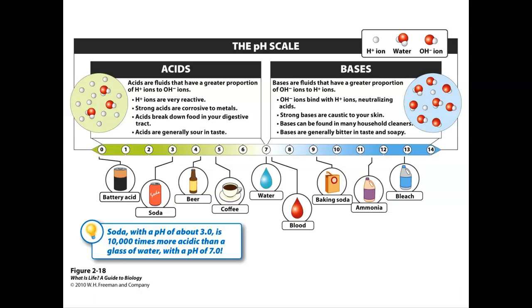We have beer at 4, or a little above 4. We have coffee at right under 5. You're going to have water at 7. Blood's at about a 7.1, 7.2. You have baking soda at a 9. Ammonia at about 11.5, and bleach at about 12.8, 12.9.